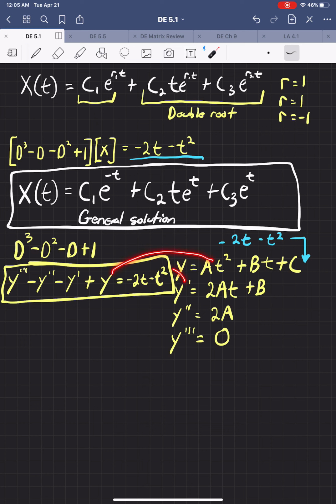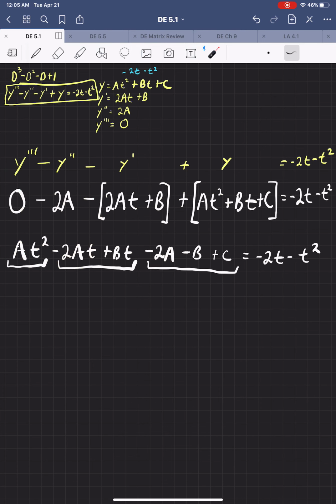in for y, y prime, y double prime, y triple prime. Then we're going to use that to see if we can actually solve for the a, the b, the c in our form of y. Right, and that's really what I'm doing right now. This is me plugging in for y triple prime, y double prime, y prime, and y.